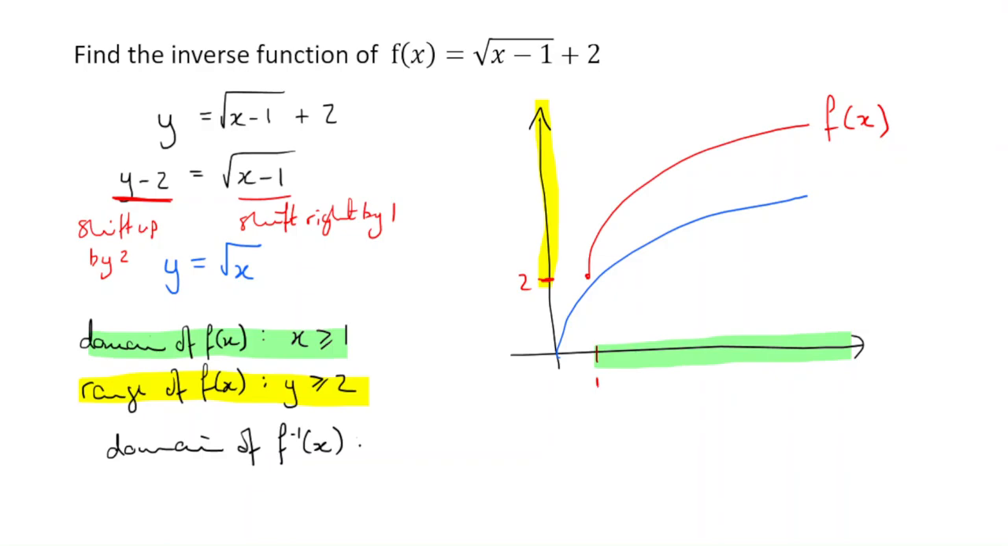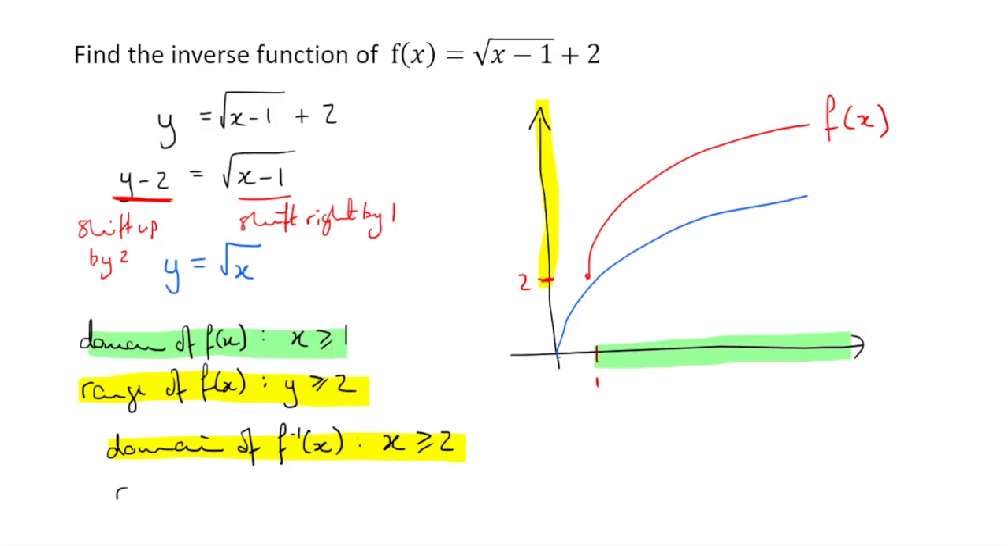Well, it's going to be the same as the range of the original function. So if the range of the original function was y is greater than or equal to 2, the domain of the inverse function is x has got to be greater than or equal to 2. Okay? That's the domain of the inverse function.